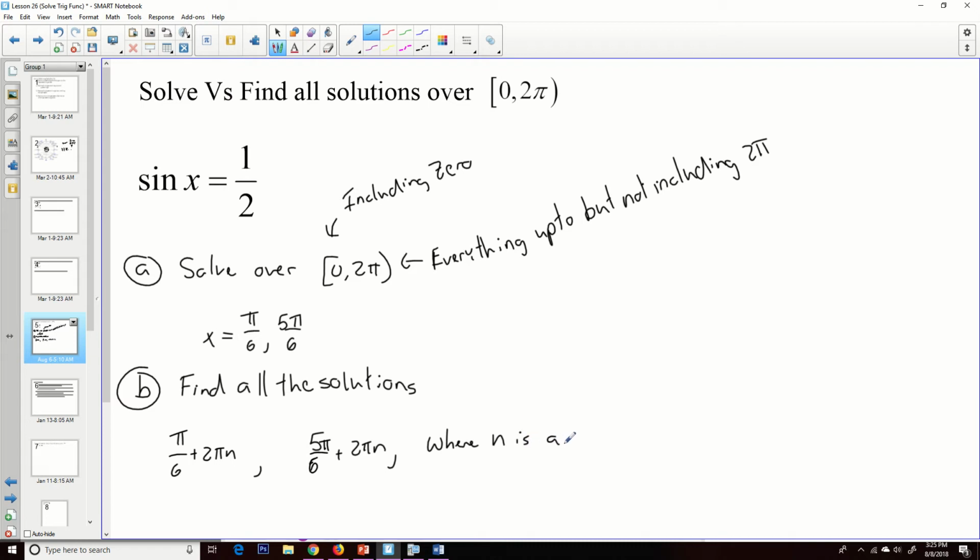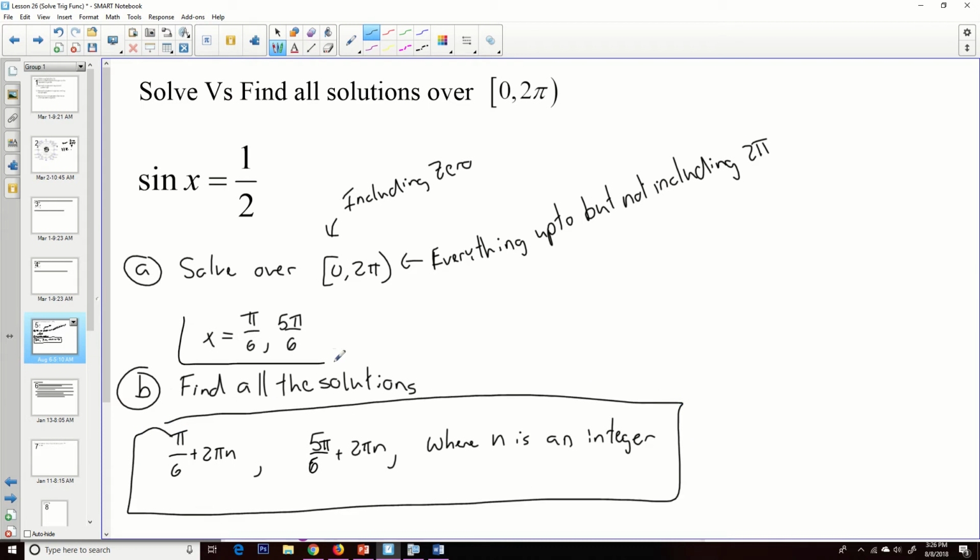n is an integer. And remember, integers are the counting numbers plus the negative counting numbers. So, well, 1, 2, 3, 4, 5, and -1, -2, -3, -4, -5, and so on from that. So this says find pi over 6 plus any multiple of a full circle around from that point. And so those are the two types of questions they're basically going to ask in this problem.